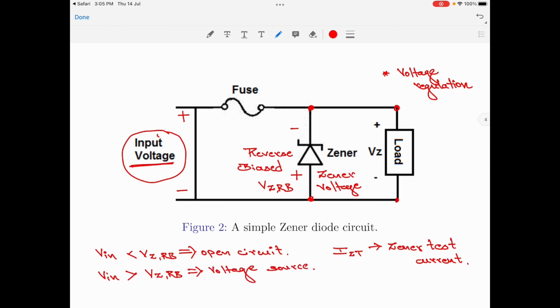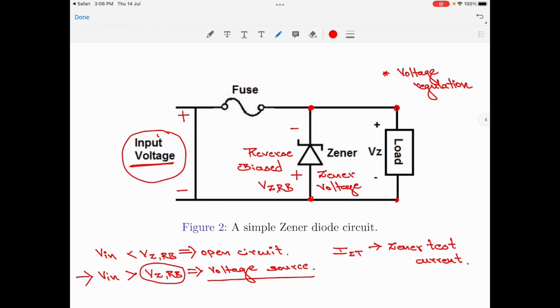Please note this particular characteristic of the Zener diode, because this is one of its most important features. Whenever the input voltage is greater than the reverse breakdown voltage, the diode will start to conduct, and instead of acting as a short circuit, it now acts as a voltage source, and the voltage across the Zener diode will be equal to its reverse breakdown voltage.